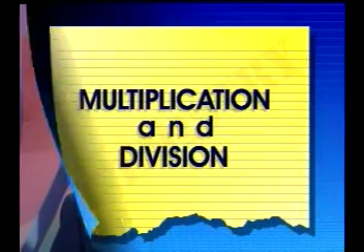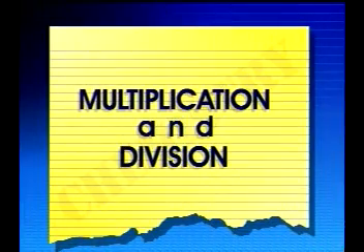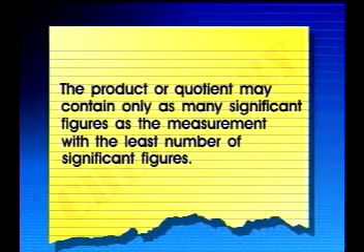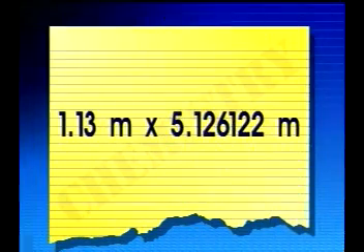The number of significant digits in a measurement is important, especially in calculations. The computed results of experiments can only be as accurate as the actual measurements. We have a general rule for calculations involving multiplication and division. The product or quotient may contain only as many significant figures as the measurement with the least number of significant figures. Look at this calculation.